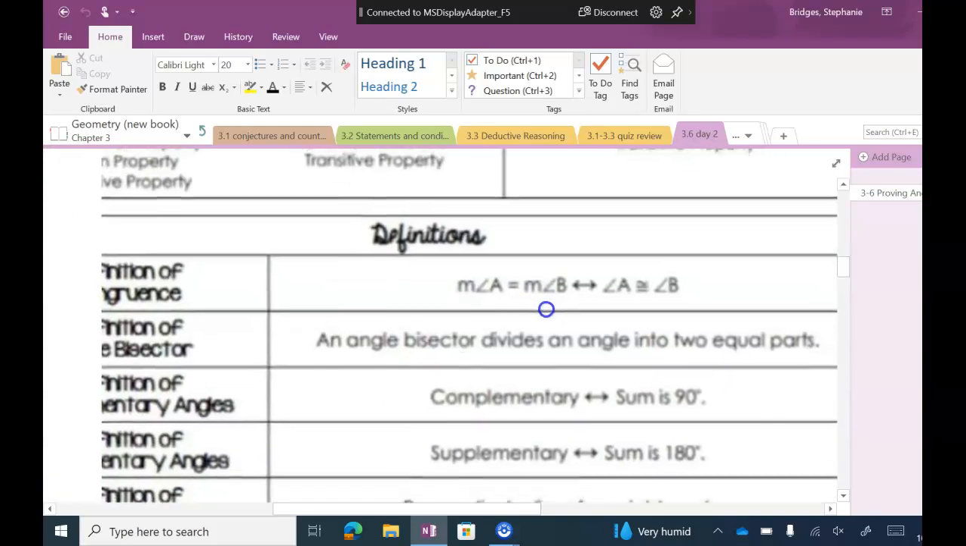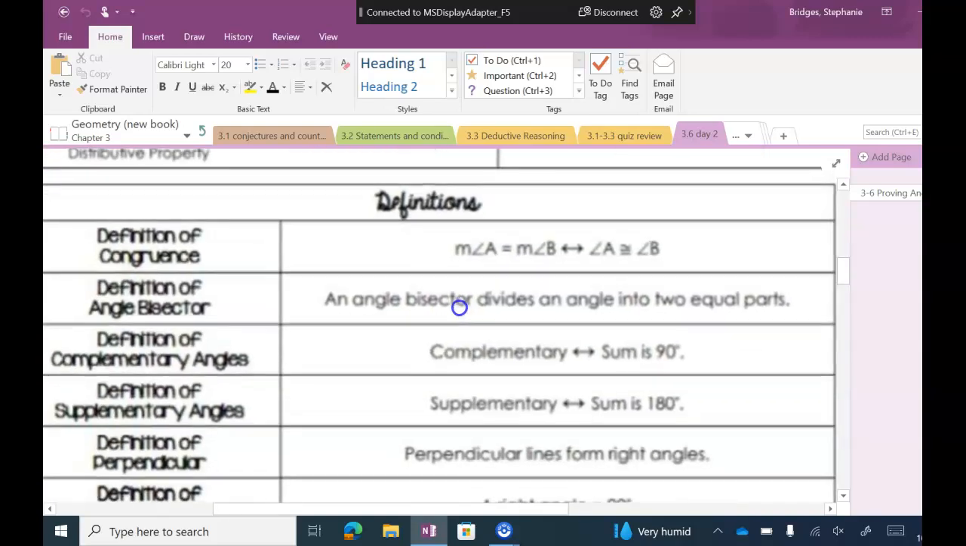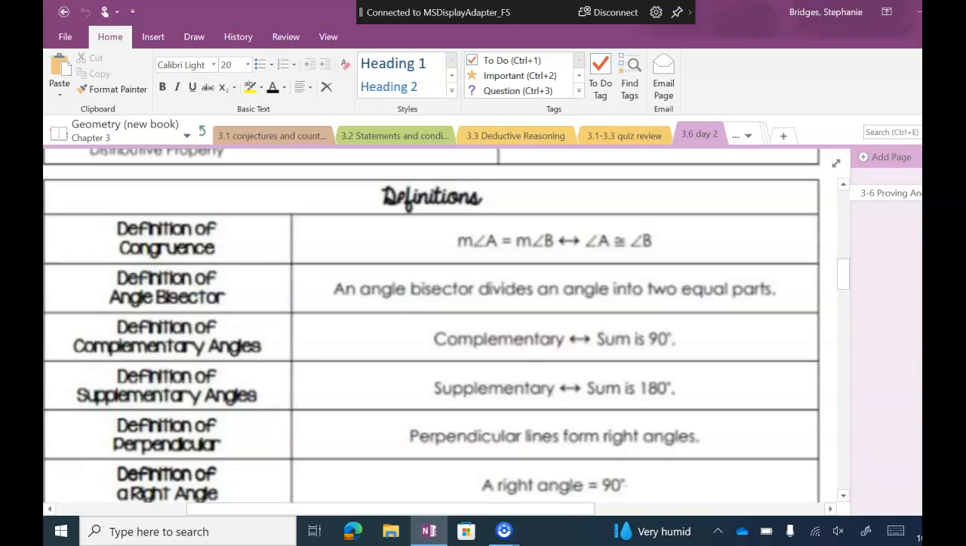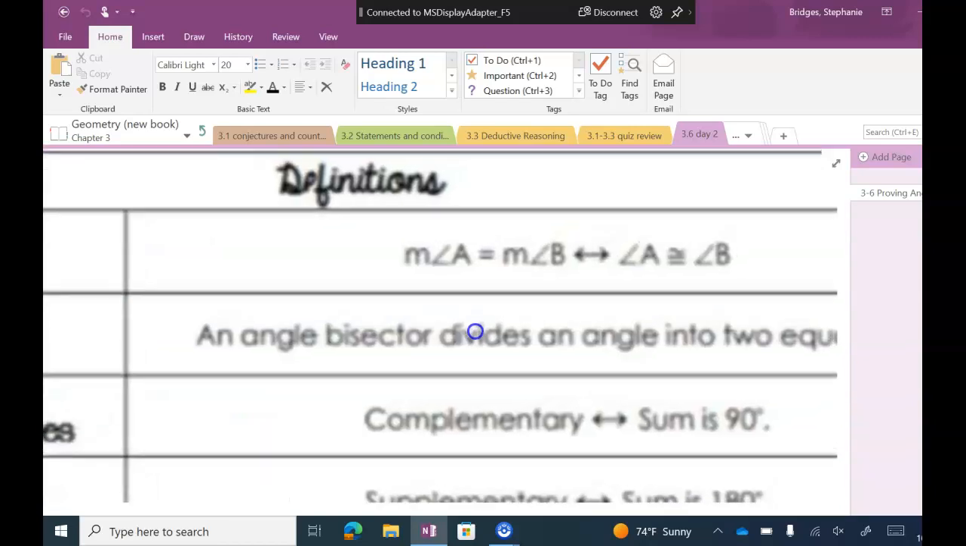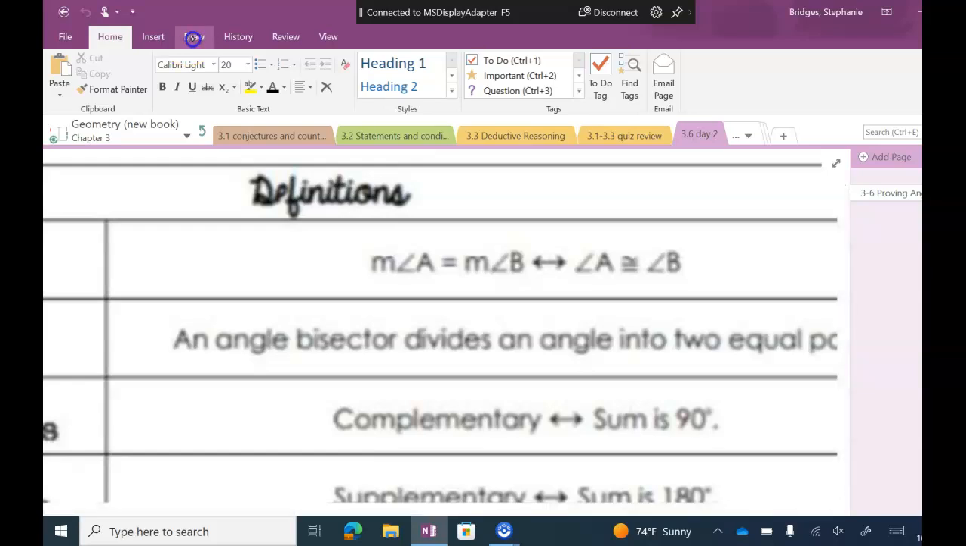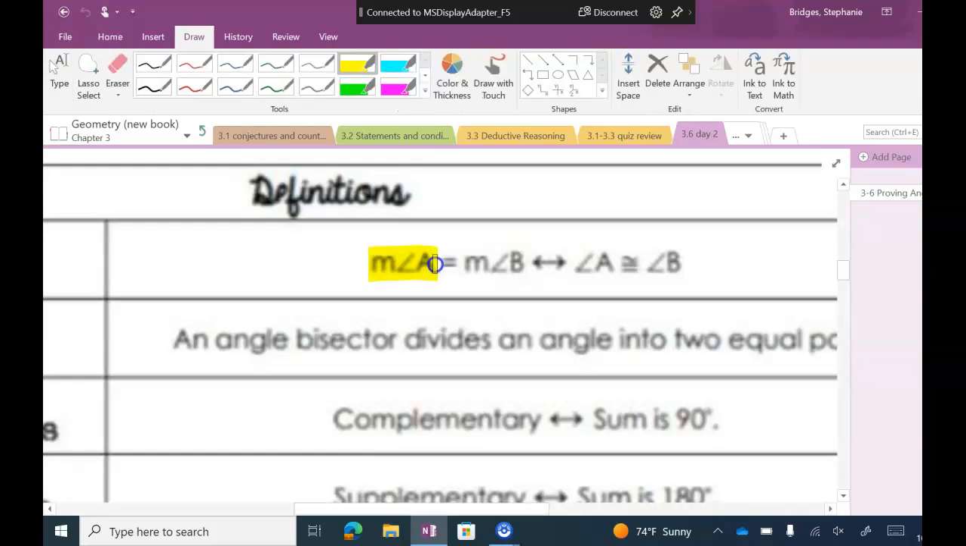Some definitions that we are going to want to look at as far as they are concerned with angles. Okay, you remember how we used definition of congruence a lot with segments? We could say that 2 segments were congruent, and then we said that they were equal to each other. So the very same thing we can say there with angles. All right, so if they are equal to each other, it's going to look like this. It's going to have M in front of it, so the measure of angle A equals the measure of angle B. And then you can say that if they are equal, then angle A is congruent to angle B, and you need to take note of how they are written.